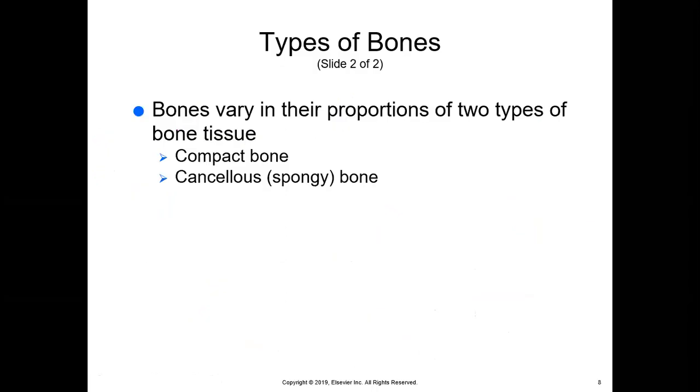Now let's look at different types of bone tissue. Bones vary in the proportions of 2 types of bone tissue. We have compact bone, and then you have cancellous, also called spongy bone. Compact bone is very dense and solid. And then spongy bone is characterized by open space, partially filled with a lattice of thin structures that support soft tissue.